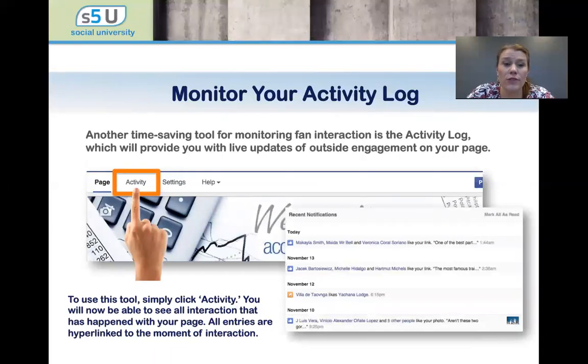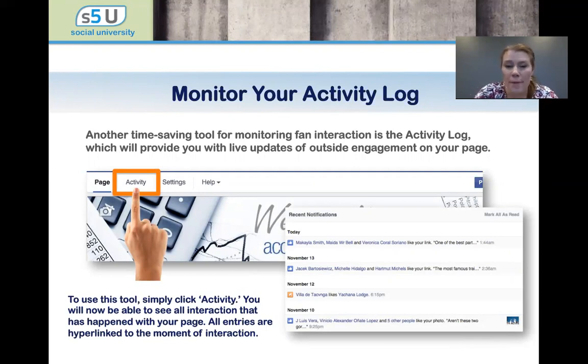Another thing that you can do that will save you a lot of time is the activity log. And that provides you with live updates outside of the engagement on your page. So what you're going to do is click on activity, and it's basically going to give you a summary of all that's taken place on your page. And it's hyperlinked to the moment that it happened.